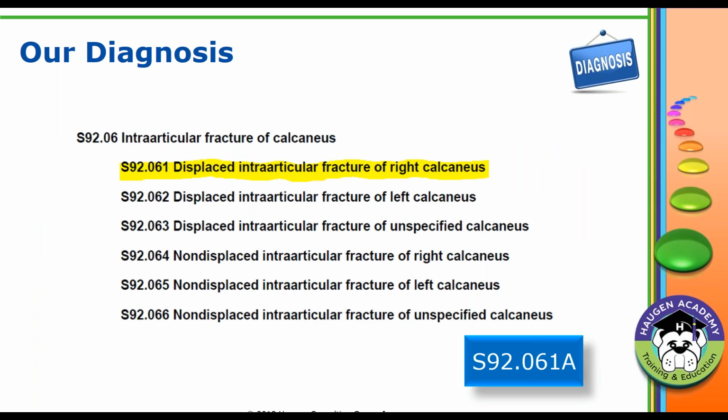So our diagnosis, we know, is going to be S92.061A. So there we see our seventh character choice is A, and then we also see that this is the right calcaneus, and we used our information that it was an intra-articular fracture from the radiology report.